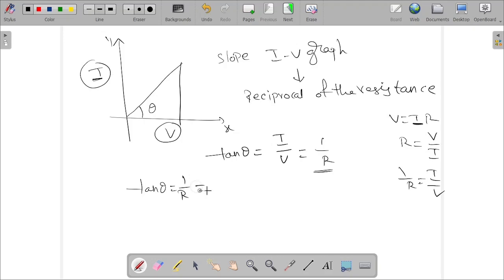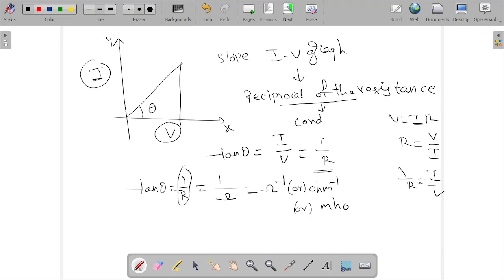What are the units of this? The reciprocal of resistance: the unit of resistance is ohm, so it is 1 by ohm, or ohm inverse, or mho. This is also a unit related to Ohm's law. One more point: the reciprocal of the resistance is also called conductance. Okay, this is a simple brief explanation about Ohm's law.